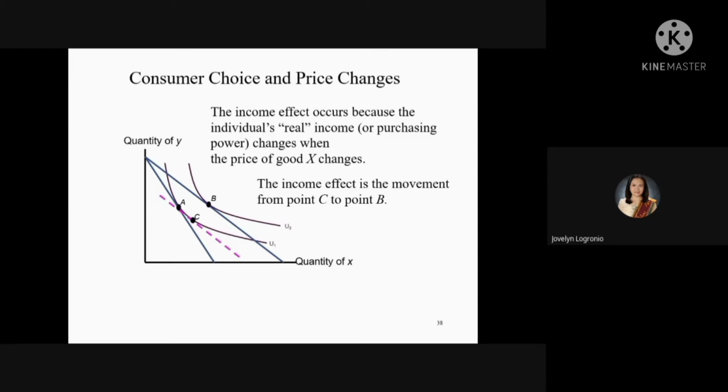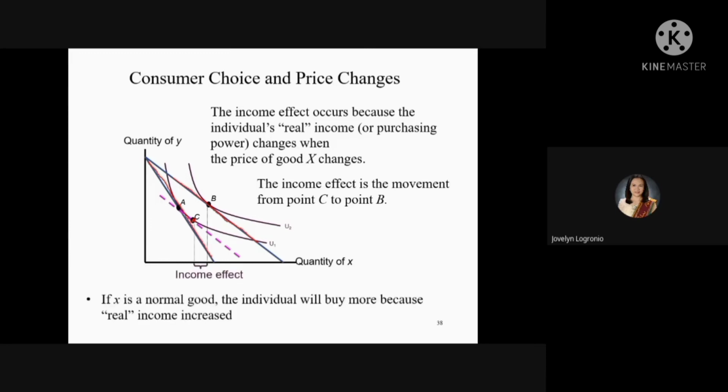And again, that is because the real income or the purchasing power of the consumer changes. So the movement from point C to point B shows that the quantity of good X further increases. So all in all, again, the total effect is from point A to point B. So we can say that in this situation, good X is a normal good.